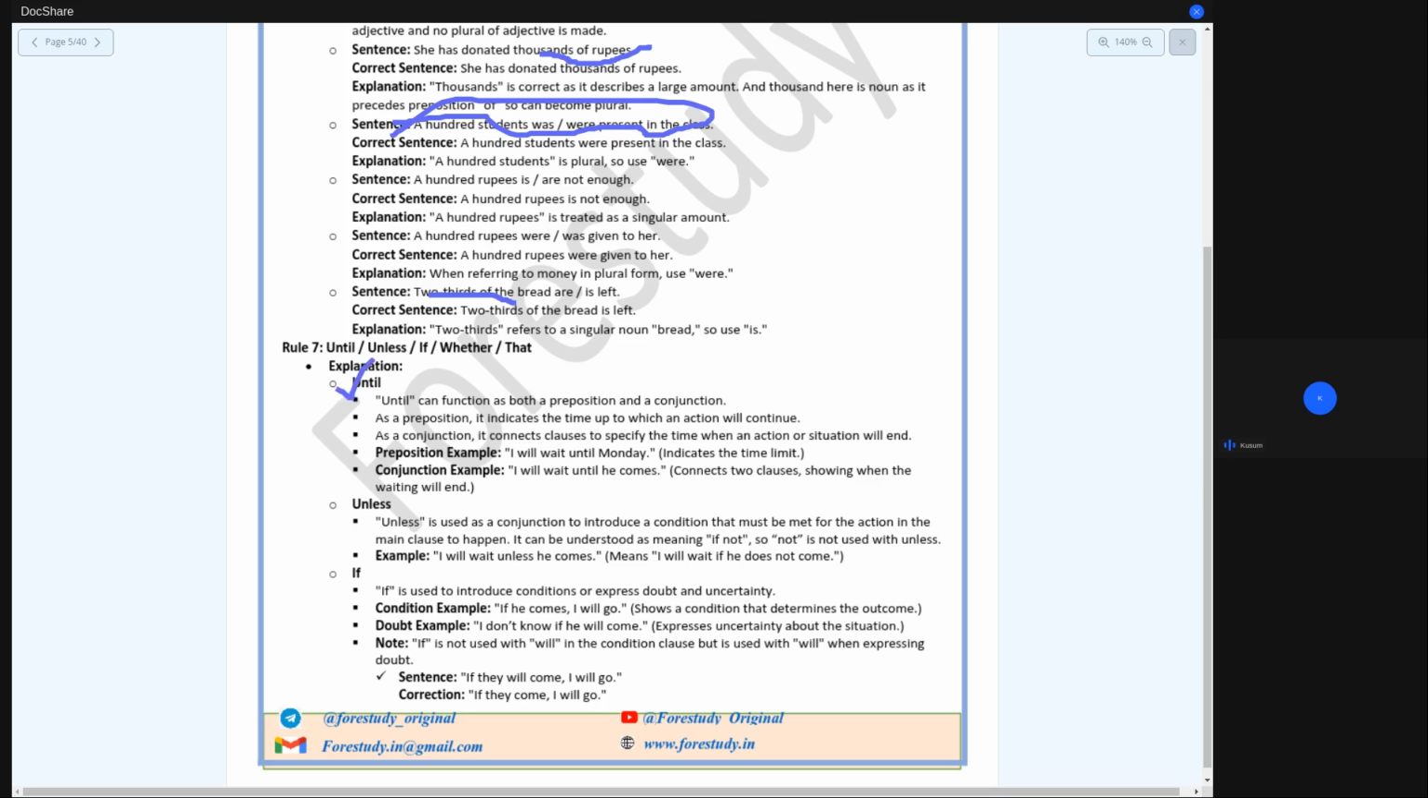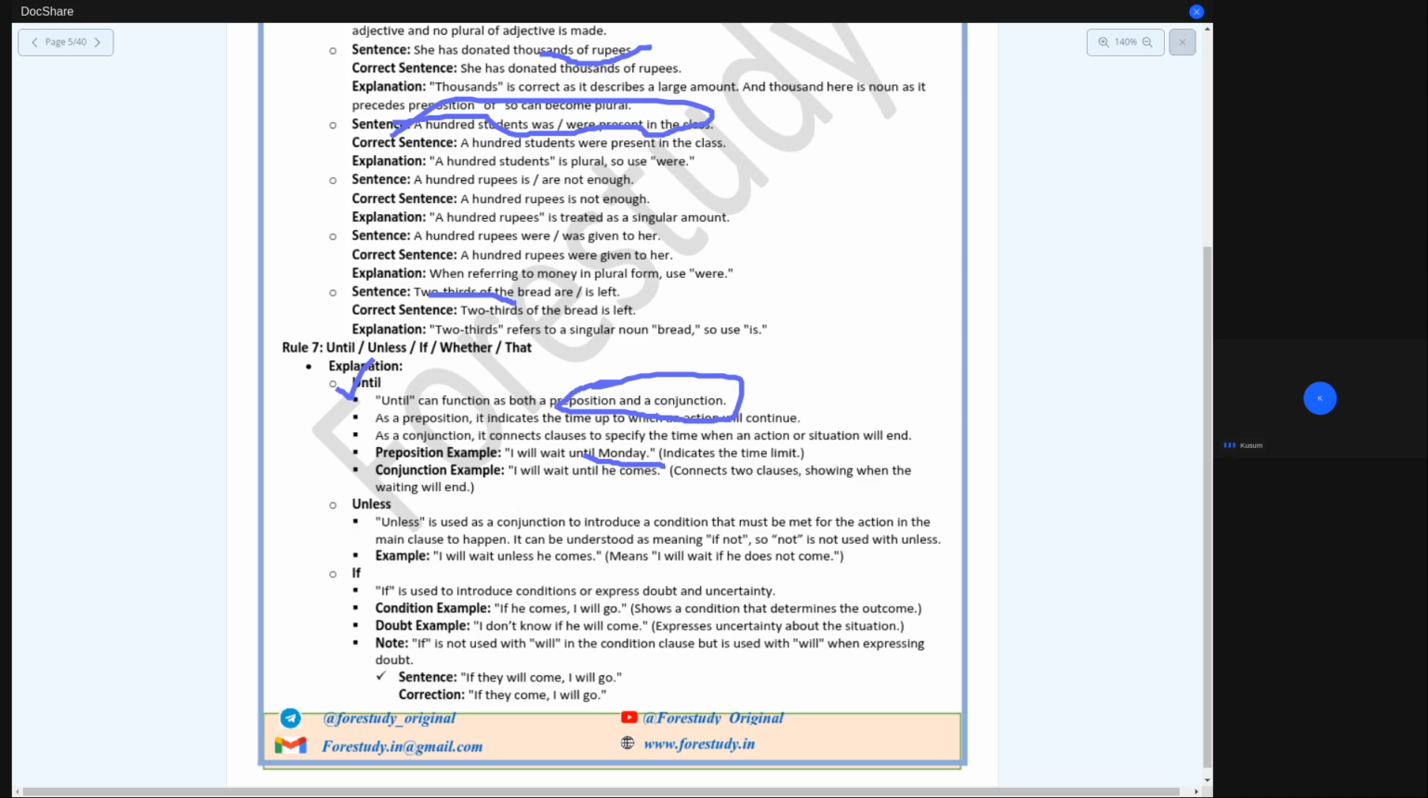Let's talk about until. Until is all about time. We talk about time here. It tells us up to what point in time an action continues or will continue. So it can be a preposition or a conjunction. As a preposition, it is followed by a noun or noun phrase indicating a time limit. Example, I will wait until Monday. When I said I will wait until Monday, we are indicating this is a preposition, and it indicates a time limit.